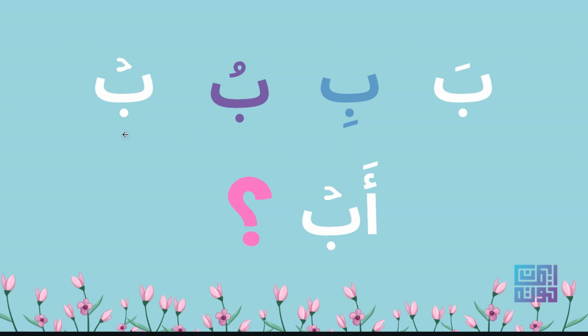But what is the sukoon? The sukoon is when the letter is not moving. It doesn't have any movement. It is standing still where it is in the makhraj, in the exit.